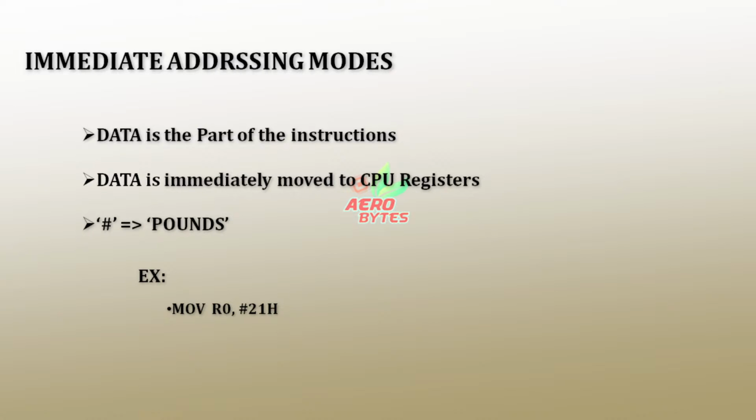So the immediate data is immediately moved to the CPU register. See here, MOV A, #26H. Here the immediate value 26H is moved to the accumulator. A, in the sense, accumulator. These are all the examples of immediate addressing mode. Then the next one, MOV DPTR, #2100. DPTR is a 16-bit register, so it may contain a 16-bit value. The 2100 is a 16-bit value, which is immediately transferred to the DPTR register.